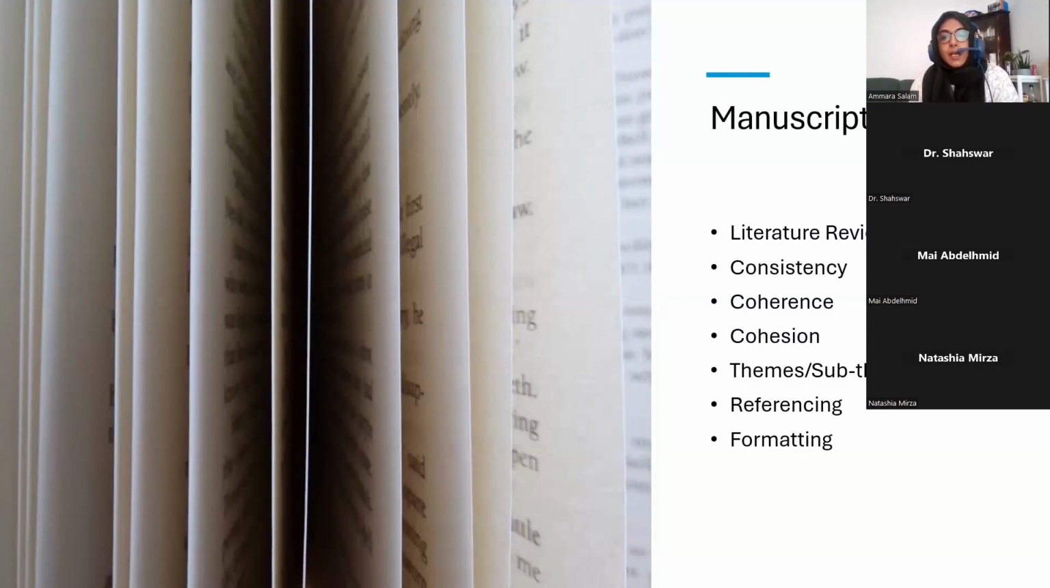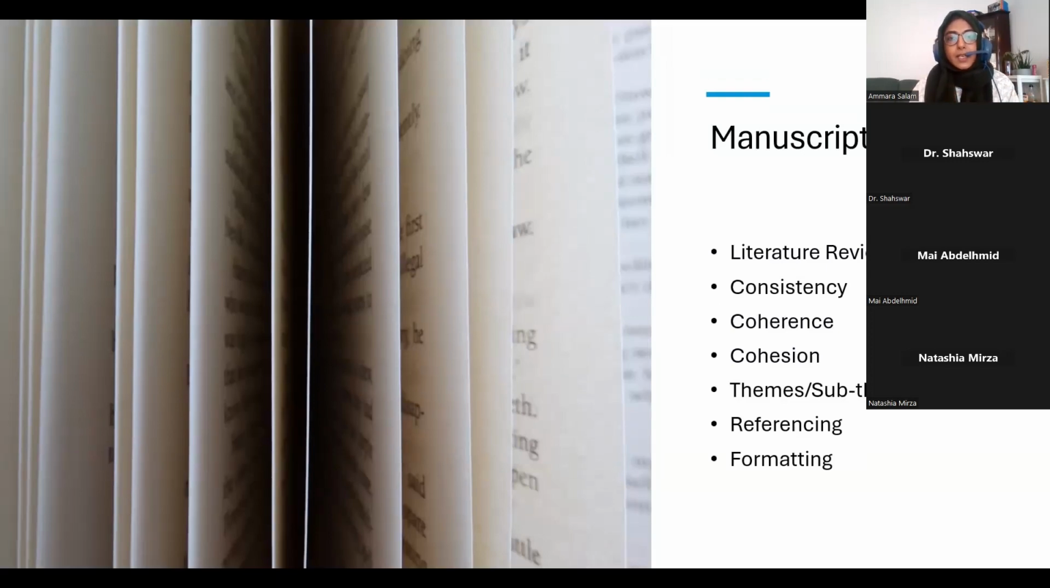Now there are a few terms: consistency, coherence, cohesion. So whatever you are writing, it should be linked. For instance, it should not appear that you were discussing something A, and then all of a sudden you have jumped to Z. So you have to write your manuscript in a stepwise process. When readers read your manuscript, they should get a feeling that every sentence is linked to the other sentence.